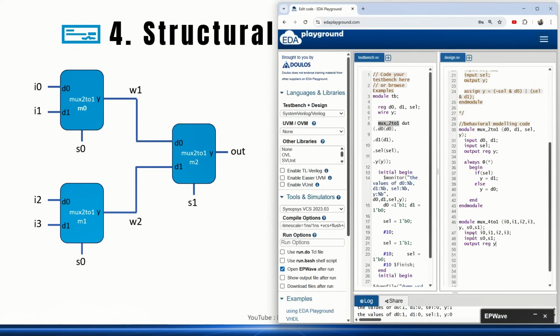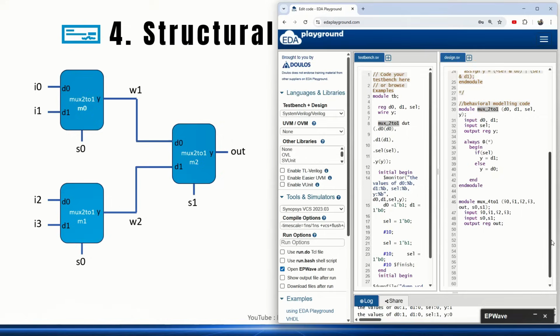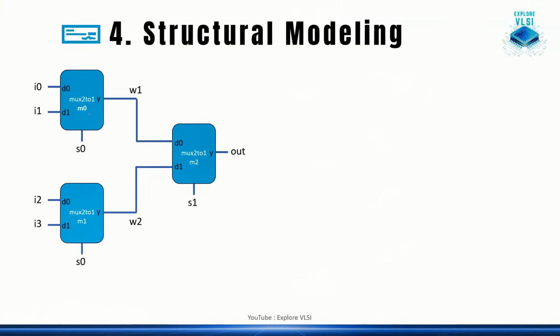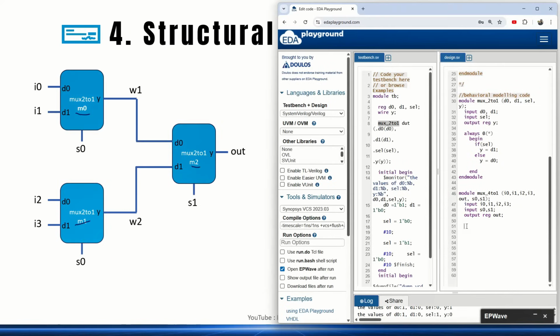Y is the output, or we can declare it as out, since in the diagram we have taken it as out itself. So here let it be out, right? Now I need to use the 2:1 mux to instantiate it 3 times. If you look at the diagram here, we have M0 over here, M2 here and M1 here. All these 3 are 2:1 muxes. So now let me instantiate mux 2:1.